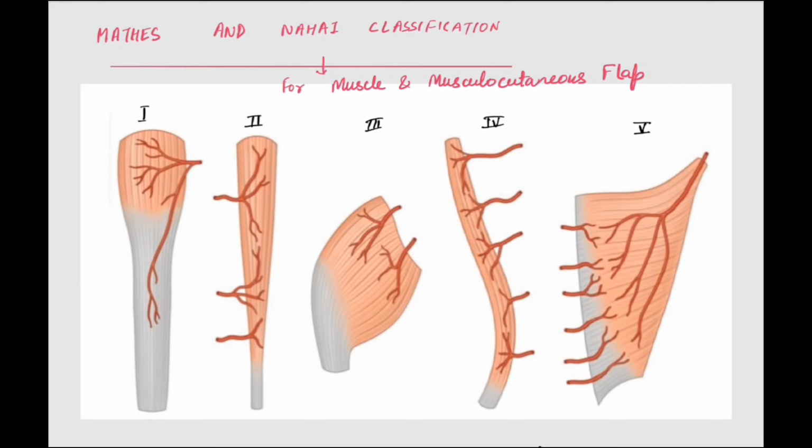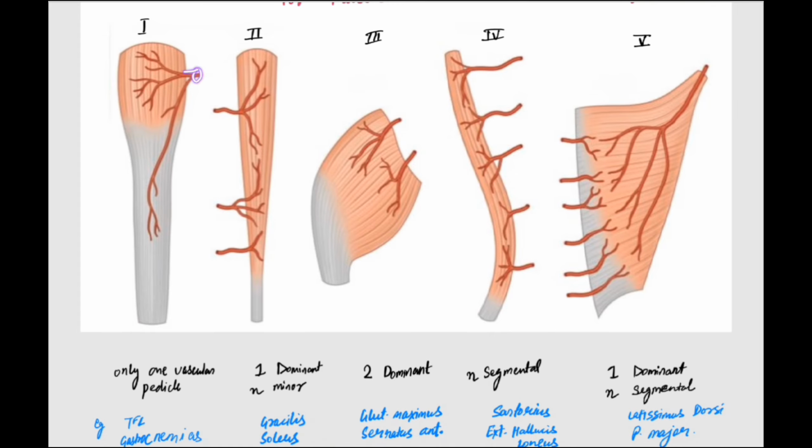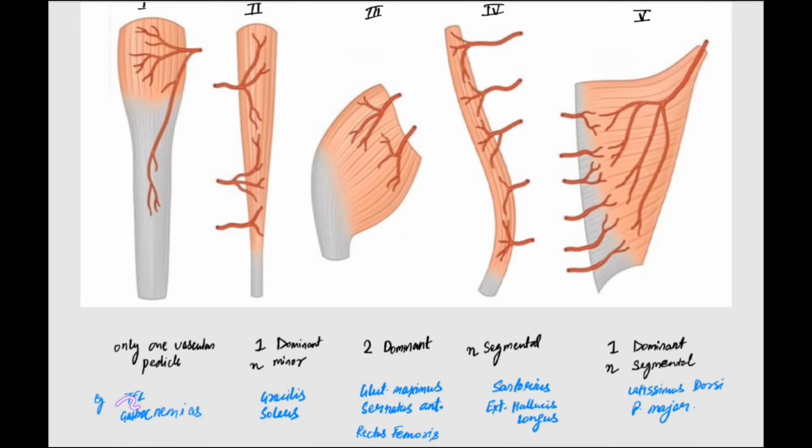The classification proposed by Mathes and Nahai is based primarily on the vascular supply of the muscle. There are 5 types, starting from type 1 to type 2, 3, 4 and 5. The key is to understand the number and pattern of the vascular pedicles. In type 1, there is only one dominant vascular pedicle. The muscle has one dominant vascular pedicle supplying the entire muscle. The classic examples are the tensor fascia lata flap and the gastrocnemius flaps.